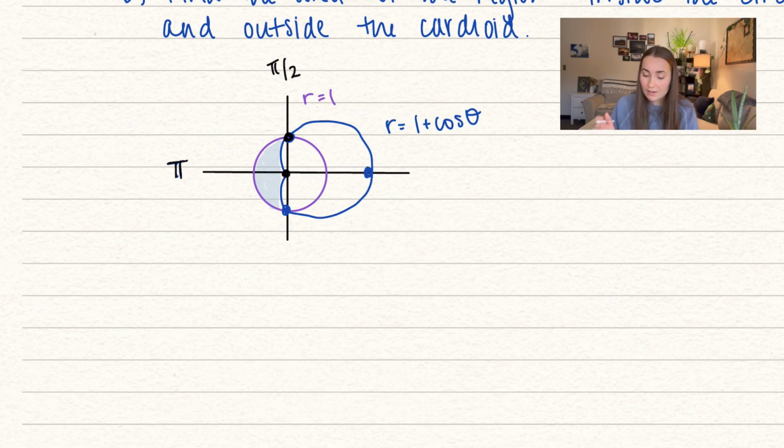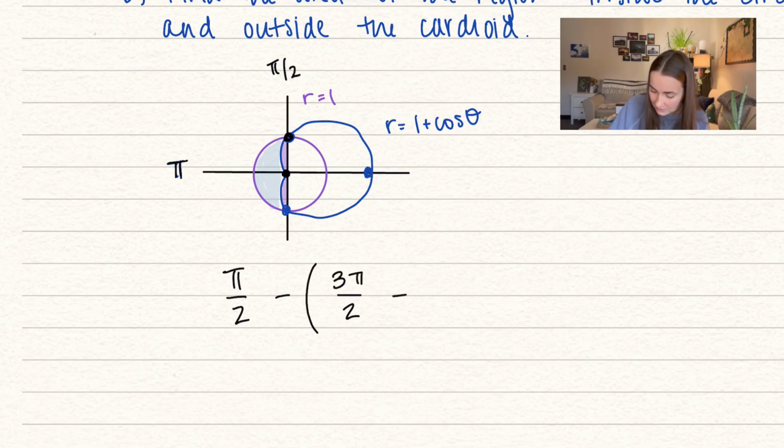We know the area of the whole half circle is just going to be pi over 2. And what we've got to do is just subtract, and I'll highlight it, this little region right here, and we already found what that was equal to. That's 3 pi over 4 minus 2.